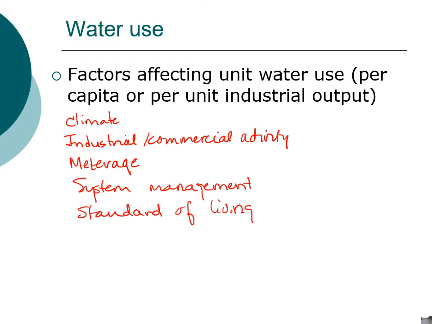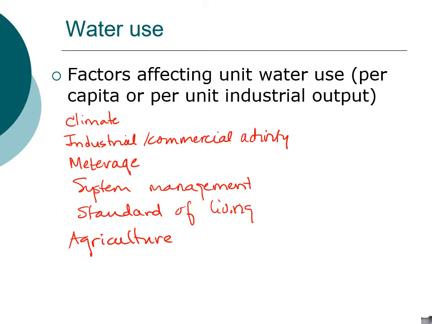The standard of living plays a very significant role. Socioeconomic status. People that are wealthier tend to use more water. They water their lawns more than people that are on a lower economic status. Agriculture. Agriculture is a major user of water. So if you're supplying water for agricultural uses, then you're going to see a much higher water usage.